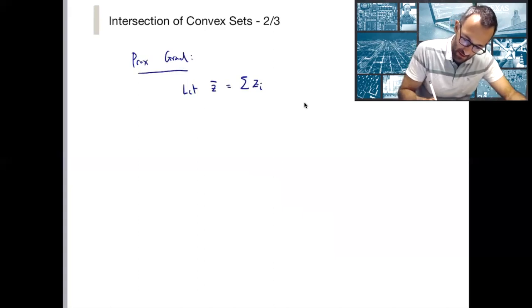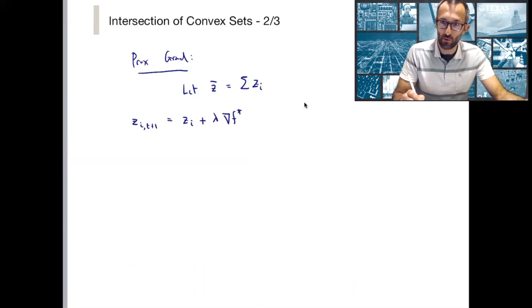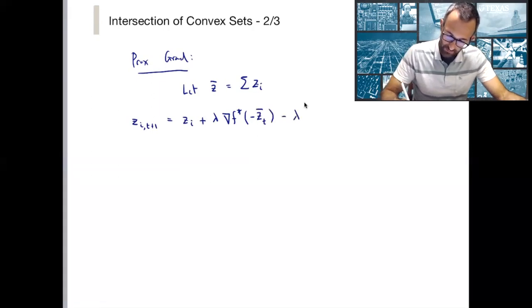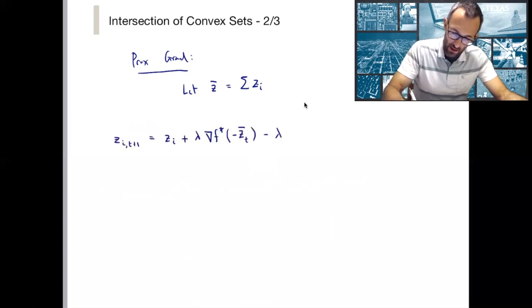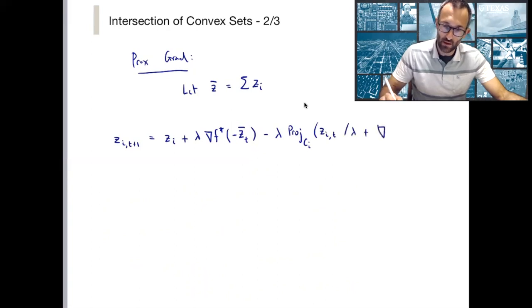And then z_i at t plus 1, the way that I update the ith component, is equal to zi plus lambda times the gradient of f star, remember it's smooth by assumption, evaluated at minus z bar, using my notation above, minus lambda times the projection onto ci of zit divided by lambda plus the gradient of f star of minus z bar.